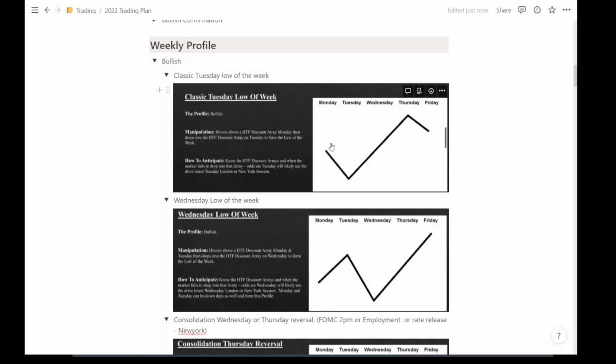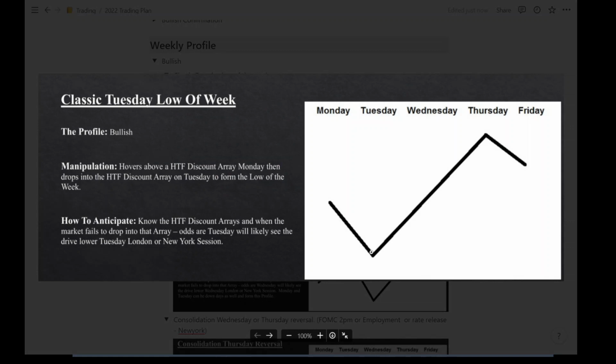Once it begins to play out, for example, once I see that it is this profile, Wednesday low of the week, that is playing out, then I will look to frame a trade on Wednesday and hold it all the way to Friday. That is the one shot one kill. If it is Tuesday low of the week, I'll look to take a trade on Tuesday and hold it all the way until Friday. There is a drop here, but generally I want to hold it all the way until Friday.